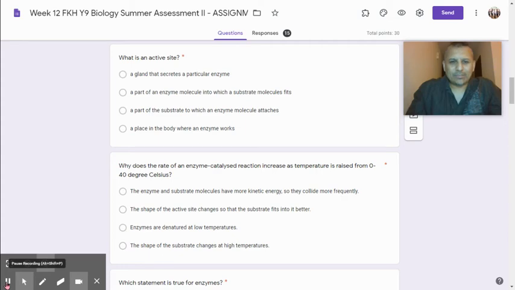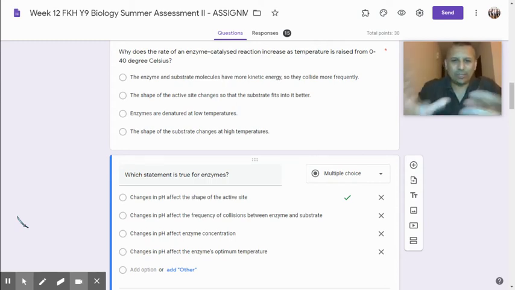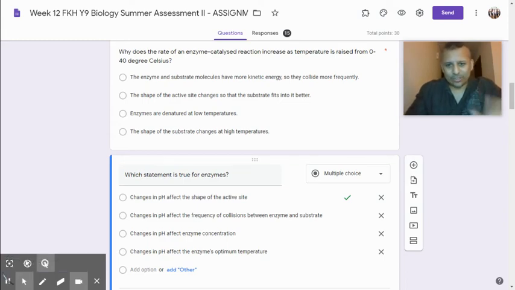Nitrogen is the element found in all proteins, but not in carbohydrates or fats. The active site is the part of an enzyme molecule into which a substrate molecule fits. Why does the rate of an enzyme catalyst reaction increase as temperature is raised? The answer is that the molecules actually have more kinetic energy stored inside them, so they collide more frequently, and the chances of successful collisions are increased as a result as well. There's a big crossover with chemistry as well. We start to teach collision theory at the end of year 8, and those people who have also done chemistry as an iGCSE, one of the last topics in the year was collision theory as well.